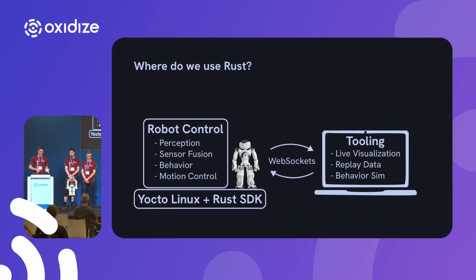I mentioned Rust, so where do we use Rust? Actually, nowadays we use Rust all over the place. We start at the bottom with our custom Yocto Linux. We built it for the NAO platform, for this robot, which delivers us an SDK with cross-compilers targeting the platform, a cargo to actually compile, and everything.